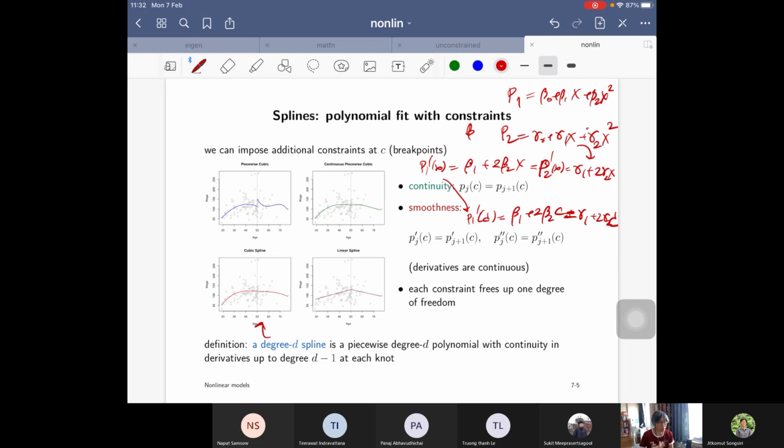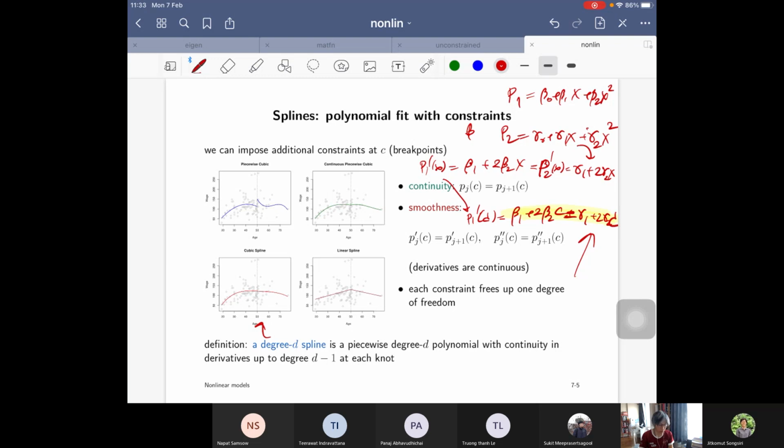In terms of model estimation, whenever you impose one constraint, you see in this example that beta 1, beta 2, gamma 1 and gamma 2 can no longer be chosen arbitrarily because they have to be coupled by these yellow constraints. So whenever you have one constraint, your degrees of freedom are reduced by 1.